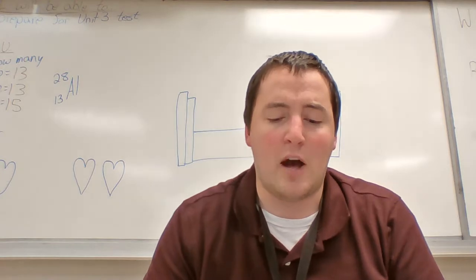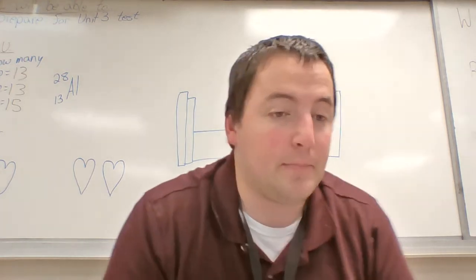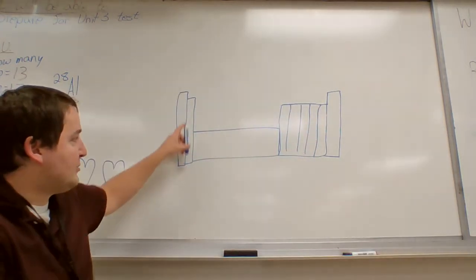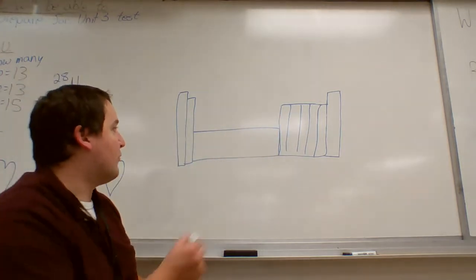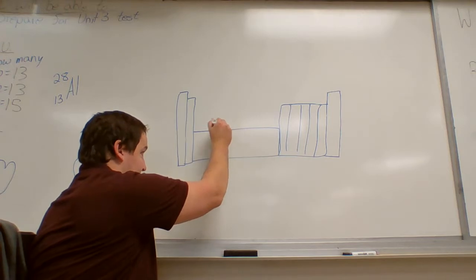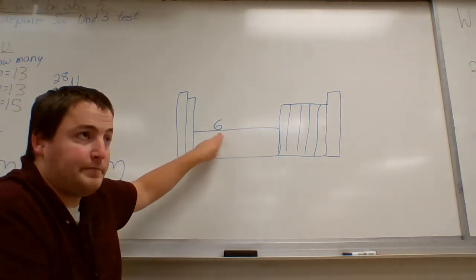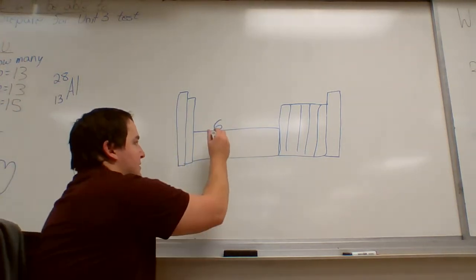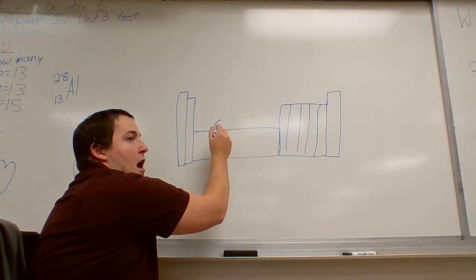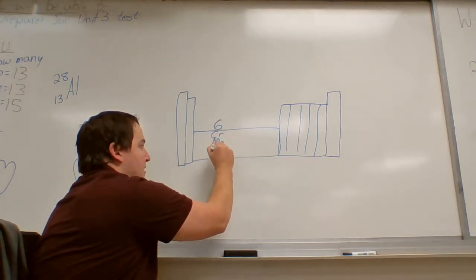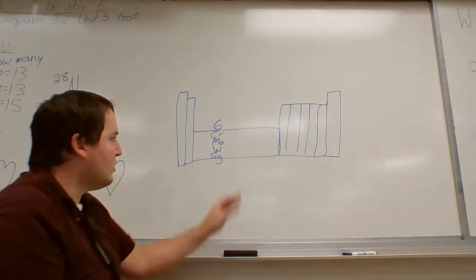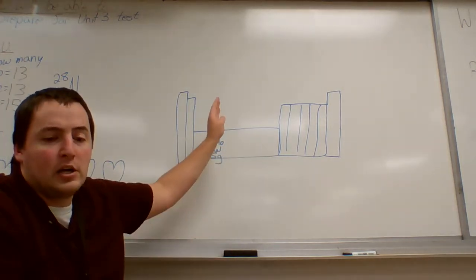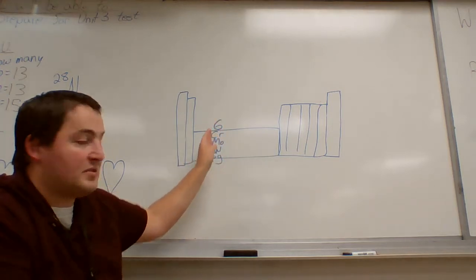The next question is, what element is in column 6, row 7? Remember, the columns are the up and down formations. There are 18 columns. So if we come over to column 6, which is about right here, that has Cr at the top, and then Mo, and then tungsten, and then it has Sg at the bottom. So this is the column that we are looking at, column 6.